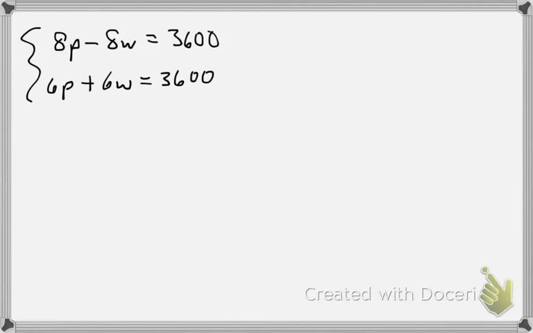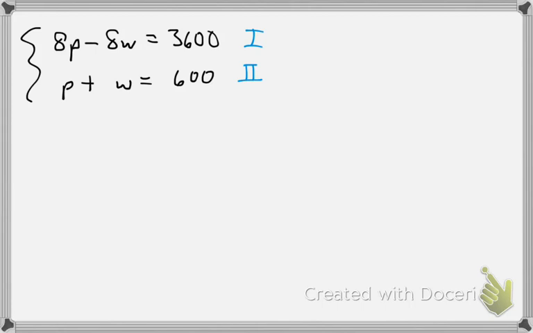And how do you want to solve this one? Well, you might happen to notice that I actually have a common factor across that second equation, don't I? I could divide everything by 6. So P plus W equals 600. We can still use the addition method. It's just going to be easier now.